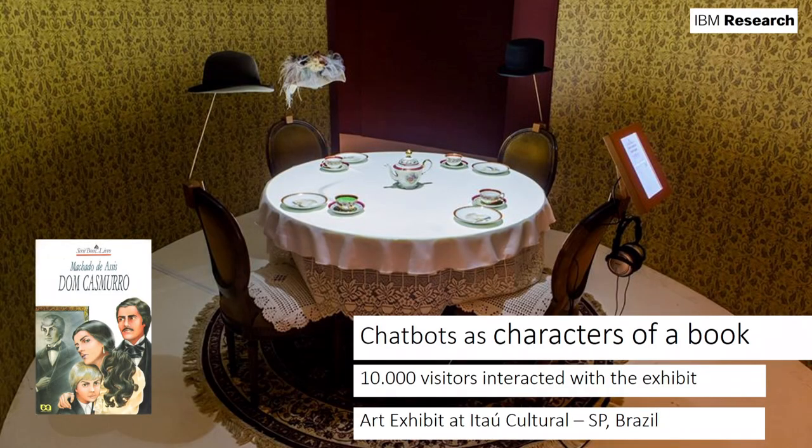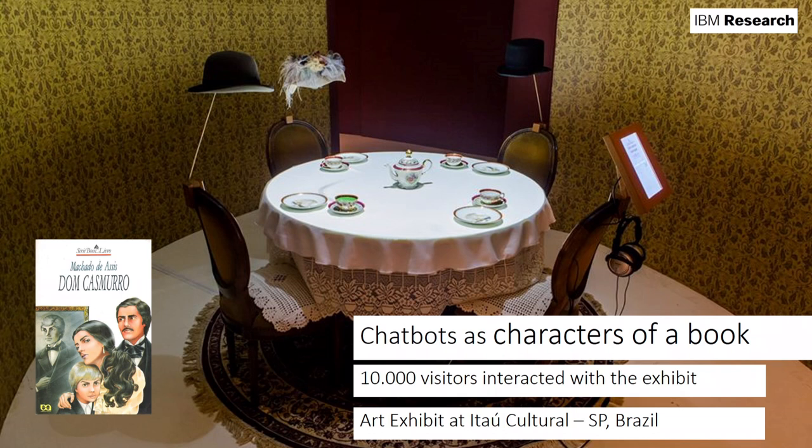This one is a multibot platform behind it. It's the same platform as the financial advisor that I told you about before. In this platform, we have three chatbots, and they are characters from a famous book in Brazil by Machado de Assis.